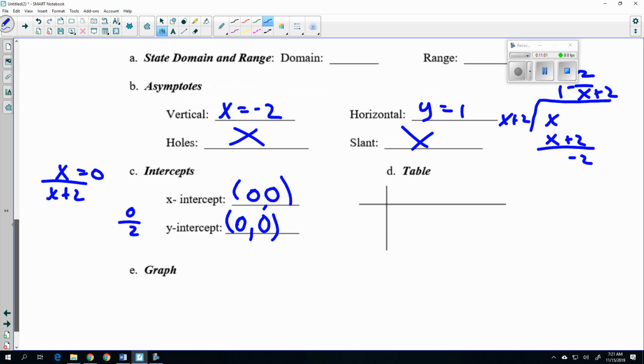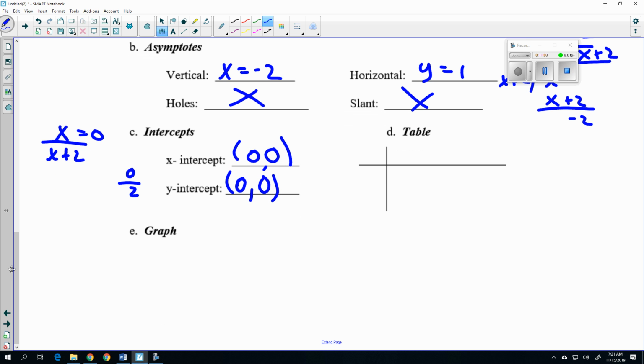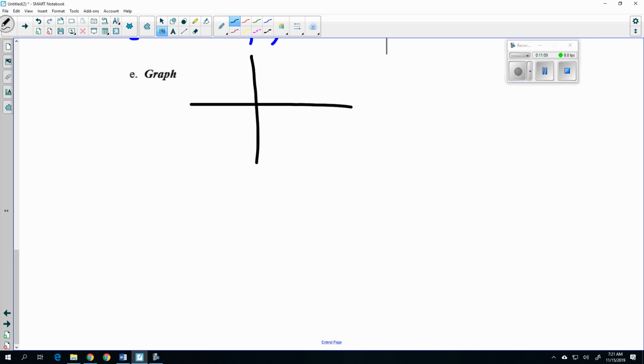Okay, let's plot all this stuff. What do we have? Negative 2 is my vertical. We had 1 as my horizontal. And I knew I passed through 0, 0. Do I already know that section of my graph? So what's the only other section I need to test? Can you give me a test value? Remember, this was negative 2, so what's a test value?